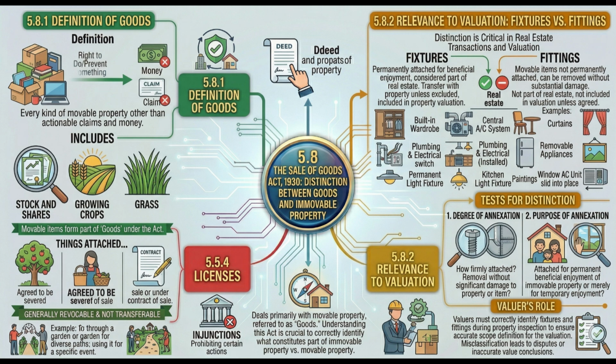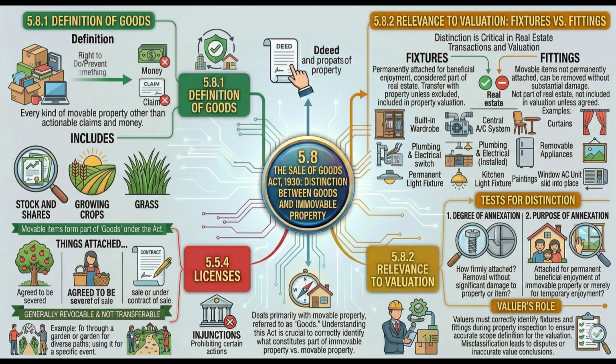Now this is the most practical confusion. Fixtures versus fittings. On site, clients always argue about this. Yes, and valuer must be very clear here. First, fixtures. These are items permanently attached to property for beneficial use. Examples: built-in wardrobes, plumbing and electrical systems, permanent light fixtures, central AC systems. So these become part of real estate? Yes, they are considered part of immovable property and included in valuation.